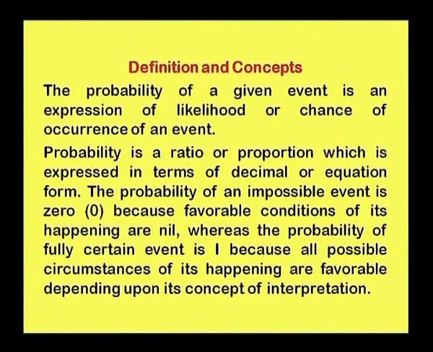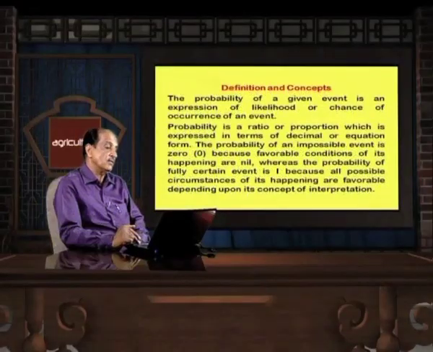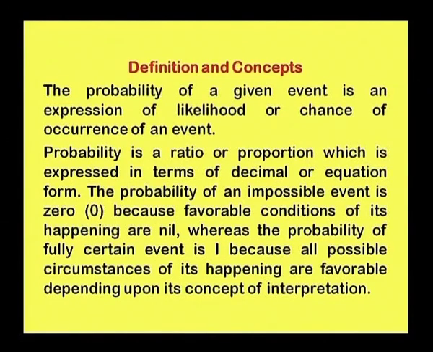Now, we discuss the definition and concept of probability. The probability of a given event is an expression of the likelihood or chance of occurrence of an event. Probability here means the possibility of occurrence of the event and the possibility of non-occurrence of the event. Probability is a ratio or proportion which is expressed in decimal or equation form.